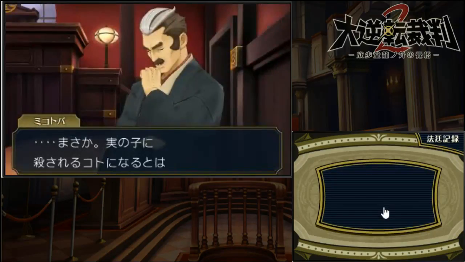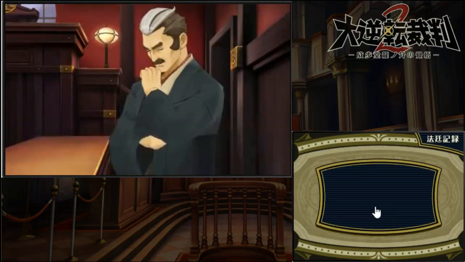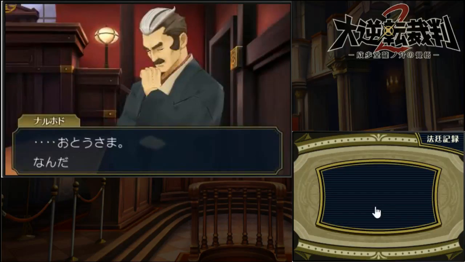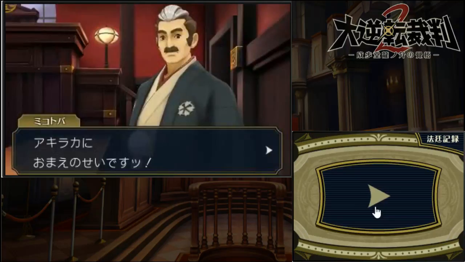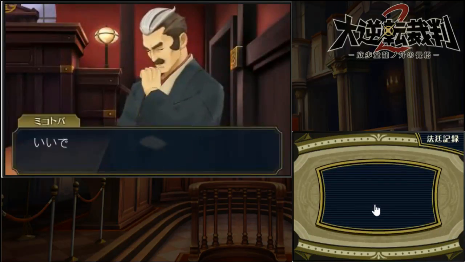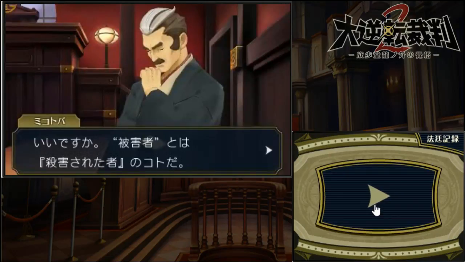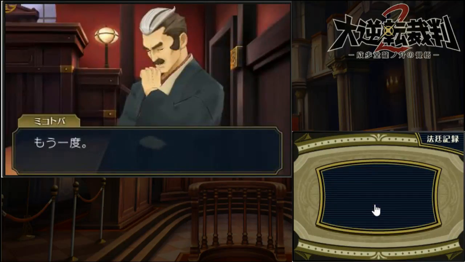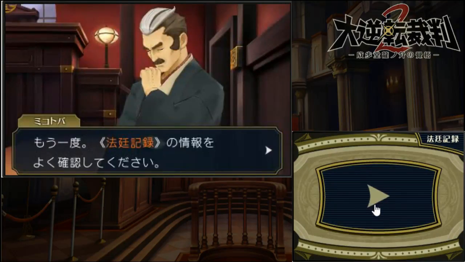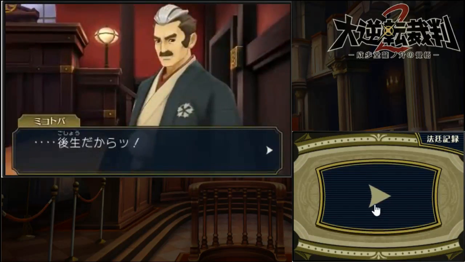To think that my own child would be the one to end me. Father, you seem older all of a sudden. Wouldn't a father feel that way after hitting his child makes such a claim? Listen closely. A victim refers to one who had been killed. Check the information within the court records once more. More thoroughly this time, please.